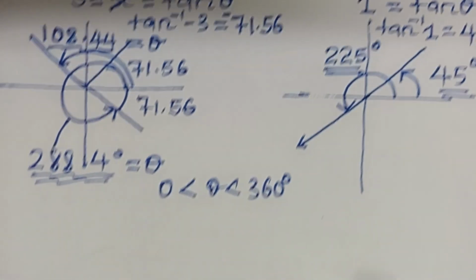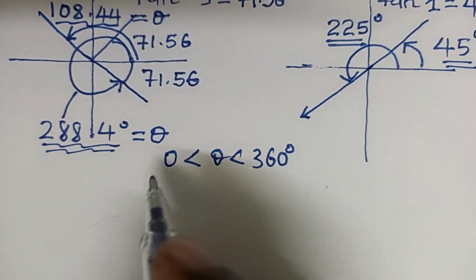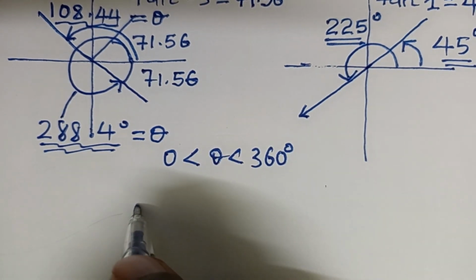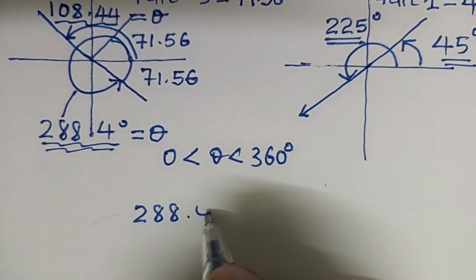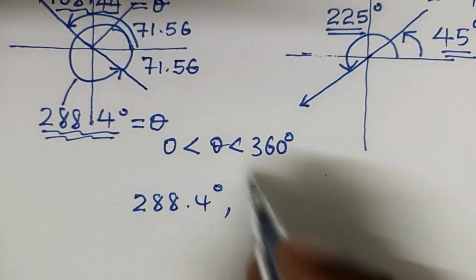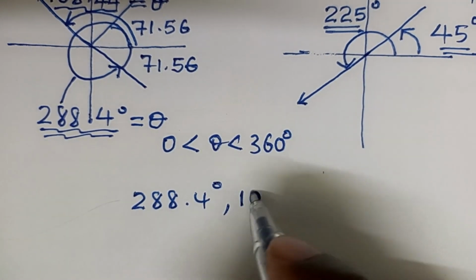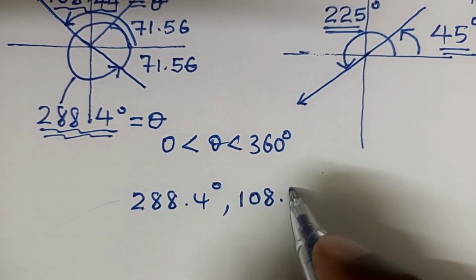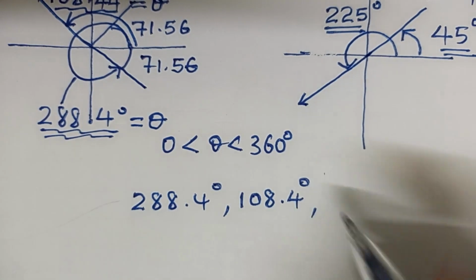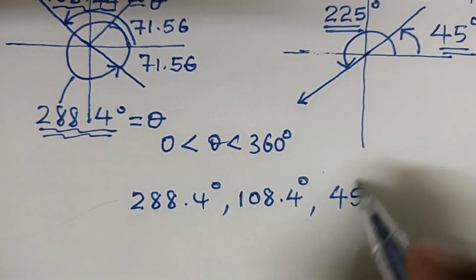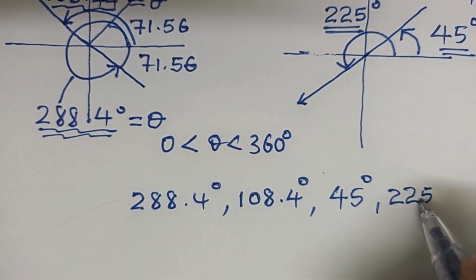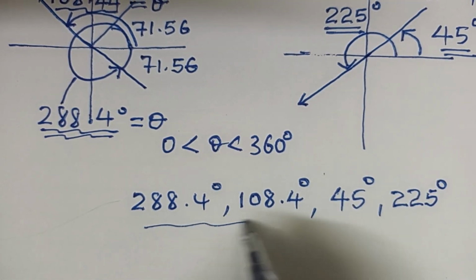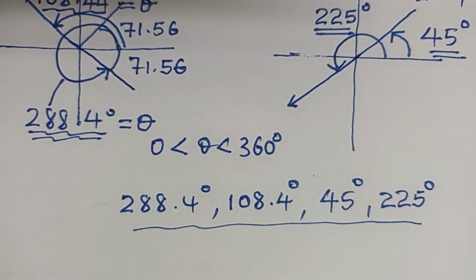So guys, we have 4 solutions, and the first one we're going to have is 288.4 degrees. We also have 108.4 degrees, and we have 45. And finally, we have 225. So guys, these are our solutions. So thank you for listening to me.